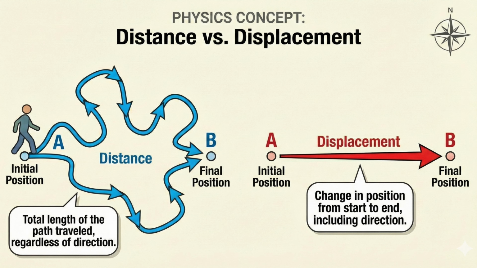Real-life applications of displacement. Displacement is widely used in GPS navigation systems to calculate the shortest route between locations. Engineers use displacement to measure deformation in structures like bridges and buildings. In sports and biomechanics, displacement helps analyze movement patterns and performance.